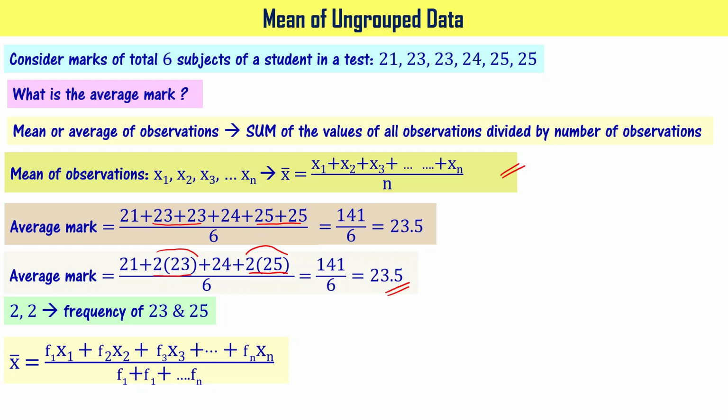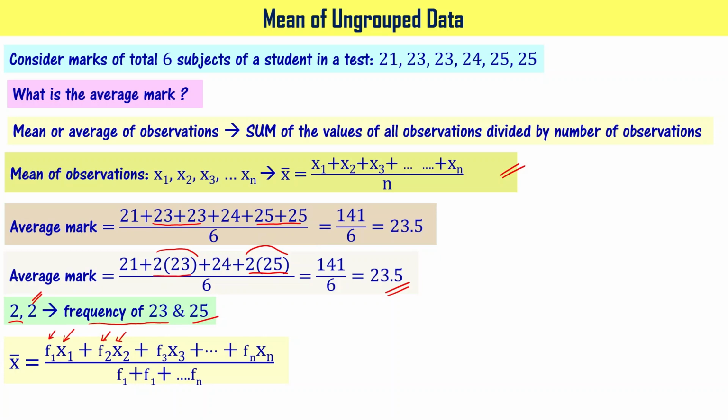In the case of the earlier problem, we said 23 appeared twice, right? It means 2 is the frequency of 23, and similarly 25 appeared twice, that's why 2 is the frequency of 25. Similarly, in this definition, if x1 appears, let's say, 5 times, then f1 is going to be 5. f1 is the frequency of the first observation, that is x1. Similarly, f2 is the frequency of the second observation, that is x2.